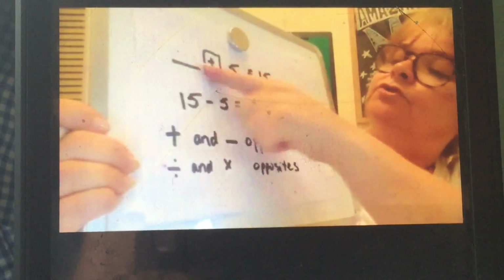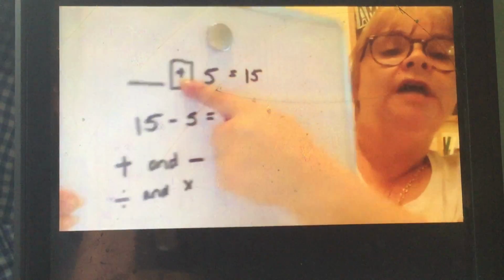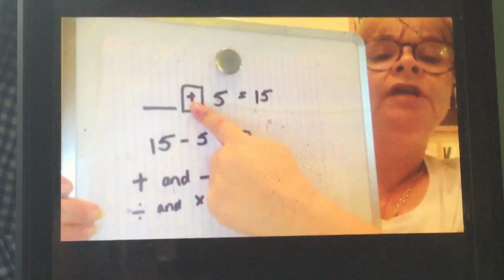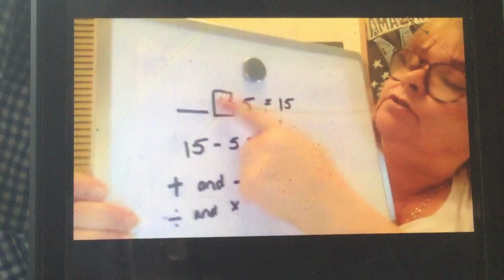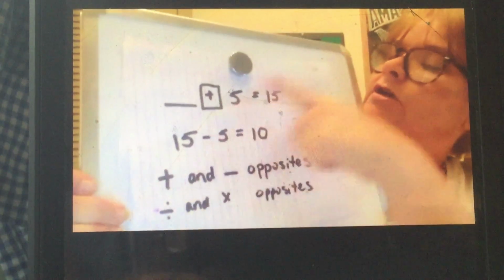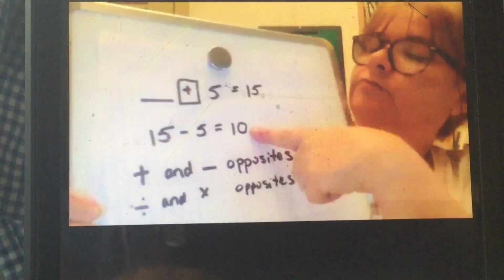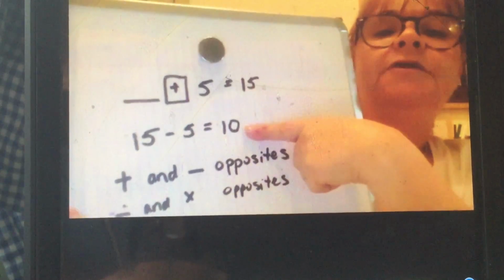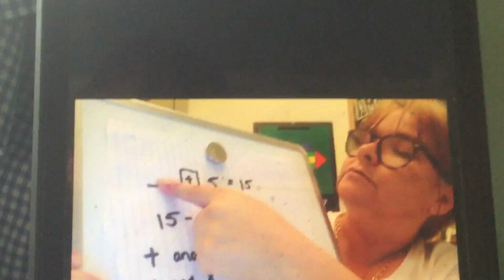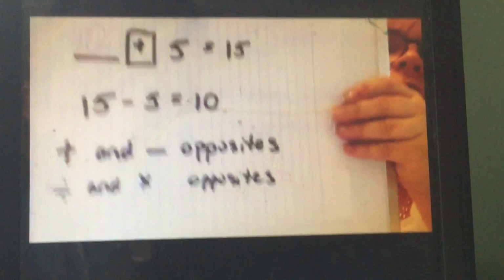Okay, if you don't know what to do here, we're going to do the opposite. You see how we did addition there? To figure out the answer, we're going to do the opposite, which is subtraction. So we're going to go 15 minus 5 equals what? Show me your fingers. 10. So what number goes here? Show me your hands. That's right, 10. We have 10 plus 5 equals 15.